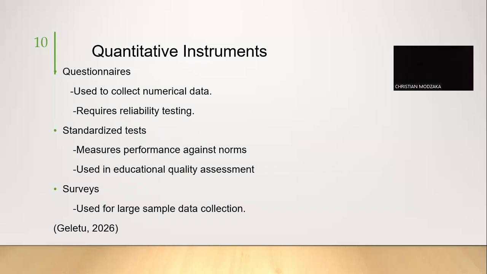Now, first of all, in terms of quantitative, we use a questionnaire here. Let's look at the questionnaire. In a questionnaire, we use it to collect numerical data, just as the name goes, quantitative. We are looking at numerical data here. So we use our instrument to collect numerical data, and it also requires reliability.